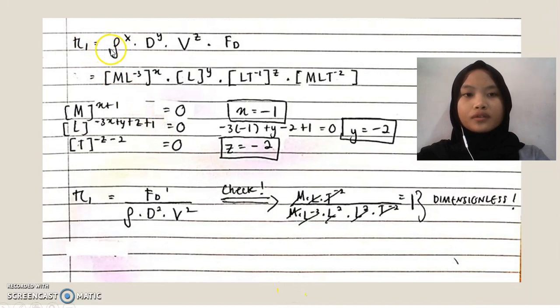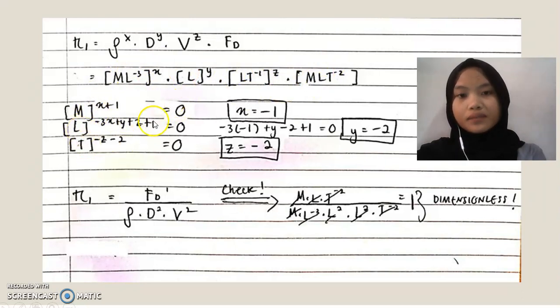Okay, so the first pi group is rho to the x, d to the y, v to the z. So these are the 3 variables that we choose, and we multiply by the drag force. Then we plug in all the dimensions here. Rho equals M L to the negative 3, to the power of x, d is L, and the same goes until the drag force. Then we know that this one is all equal to 0. So for M, x plus 1 is equal to 0. The same goes for L, and the same goes for T. Then we solve the simultaneous equations. So we get x equals negative 1, y equals negative 2, z equals negative 2.